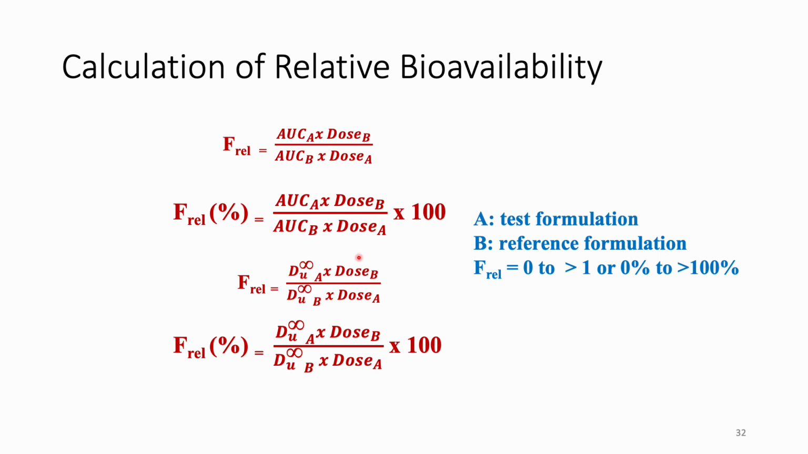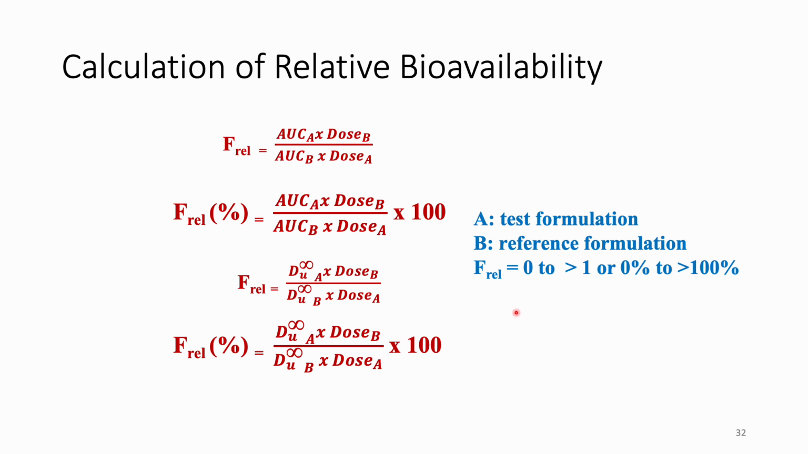In case you use the cumulative urine excretion amount of drug, you use the cumulative amount of drug excreted in the urine of drug A, the testing drug you want to compare, divided by the cumulative excreted amount of drug in the urine of drug B, which is the reference drug. Then after dividing, you need to standardize if they have different doses, dose of drug B divided by dose of drug A. And if you want the percentage value, you multiply by 100.